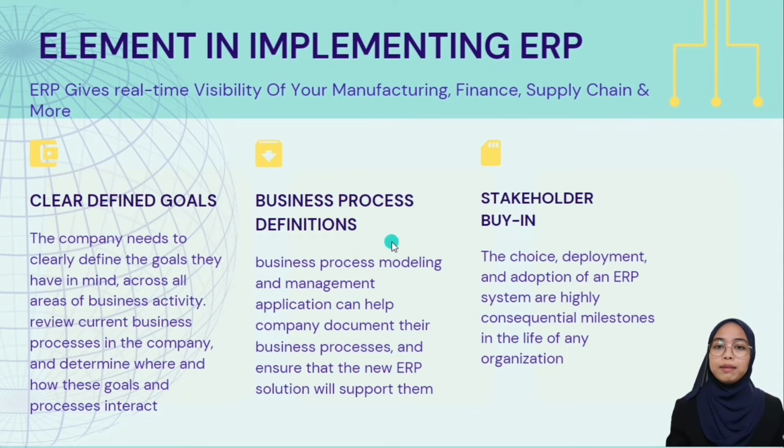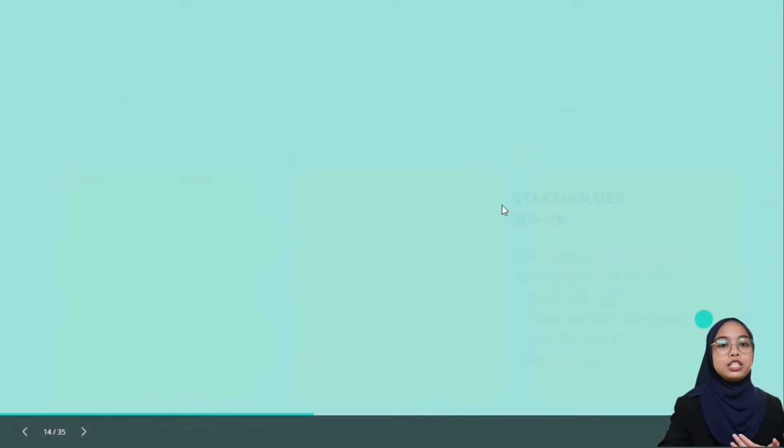Business process modeling and management applications can help companies document their business processes and ensure that the new ERP solution will support them. Next, stakeholder buy-in. The choice, deployment, and adoption of an ERP system are a highly consequential milestone in the life of any organization.